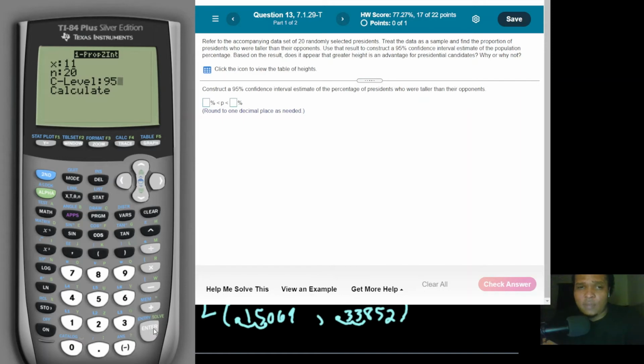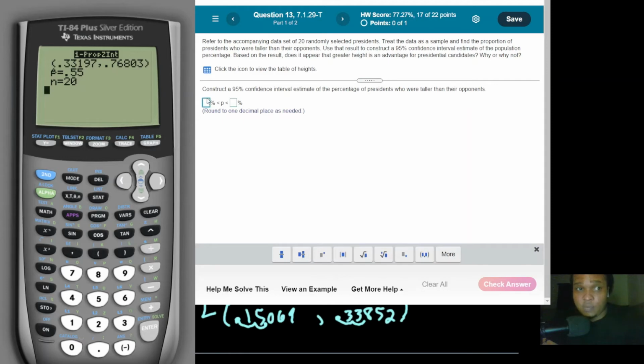Let's put 95 for our confidence interval. Calculate. There's our confidence interval. It's a percentage, so don't just willy-nilly put all the numbers in. You want to move 2 decimals to your right, then put the numbers in. And they said 1 decimal place, so that'll be 33.2.